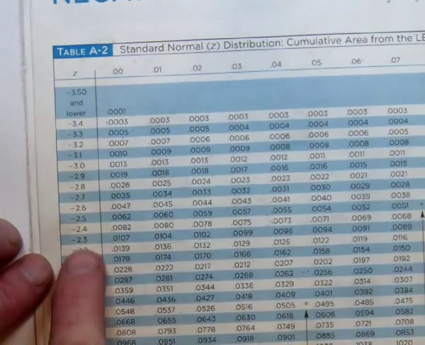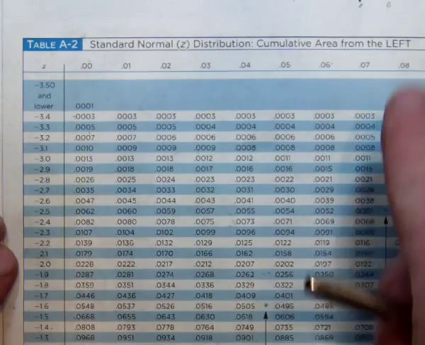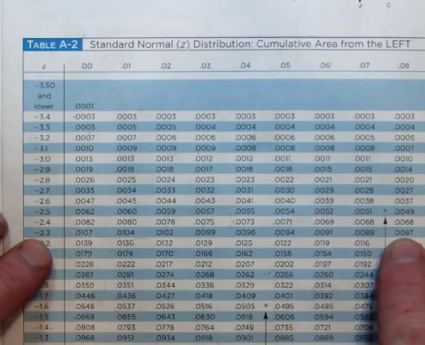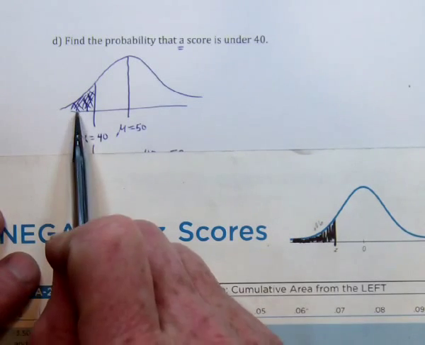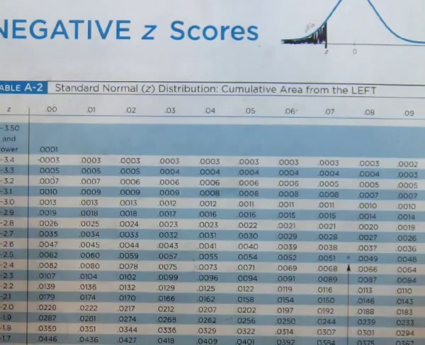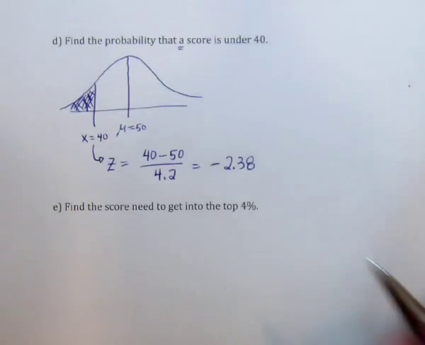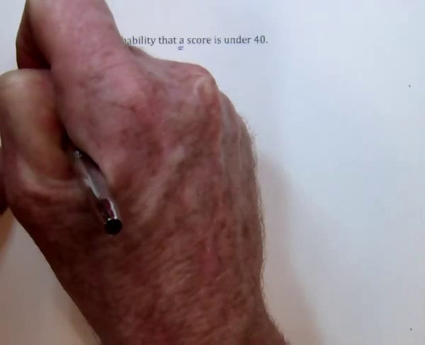So negative 2.38. So right here is negative 2.3. And then 8 is going to be over here. So if you follow down to where those two meet, it's at 0.0087. Keep in mind that that's for the left side, and that's what we have, so that's going to be the answer. 0.0087.